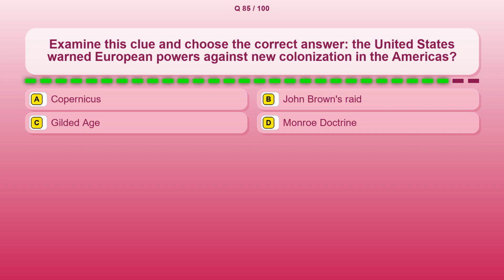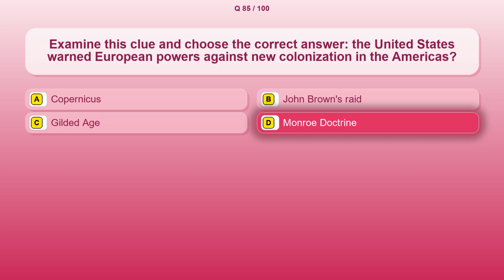Question 85. Examine this clue and choose the correct answer. The United States warned European powers against new colonization in the Americas. Option A, Copernicus. Option B, John Brown's Raid. Option C, Gilded Age. Option D, Monroe Doctrine.